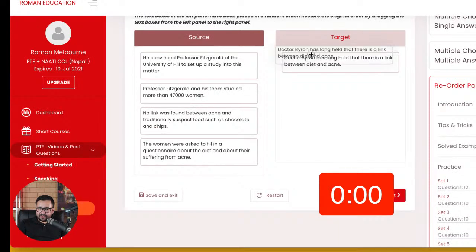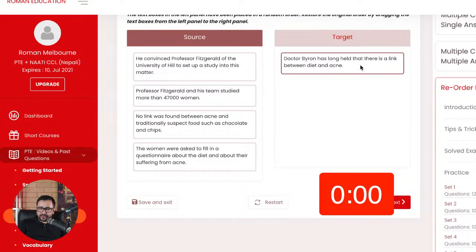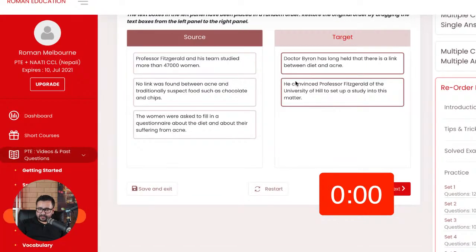And B is the first sentence. Why? Because this is the assumption which they are testing. In research, we always start with an assumption, a hypothesis. This is the assumption that there is a link between diet and acne. So Dr. Byron always thought about that, and he convinced Professor Fitzgerald. Here "he" means Dr. Byron, because Professor Fitzgerald is another person in this discussion. That's why he went to Professor Fitzgerald of the University of Hill to set up a study into this matter. And Professor Fitzgerald and his team studied more than 47,000 women.